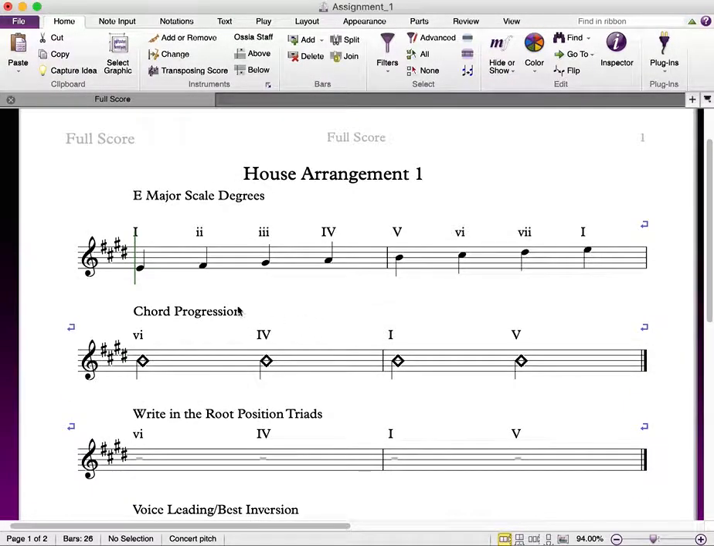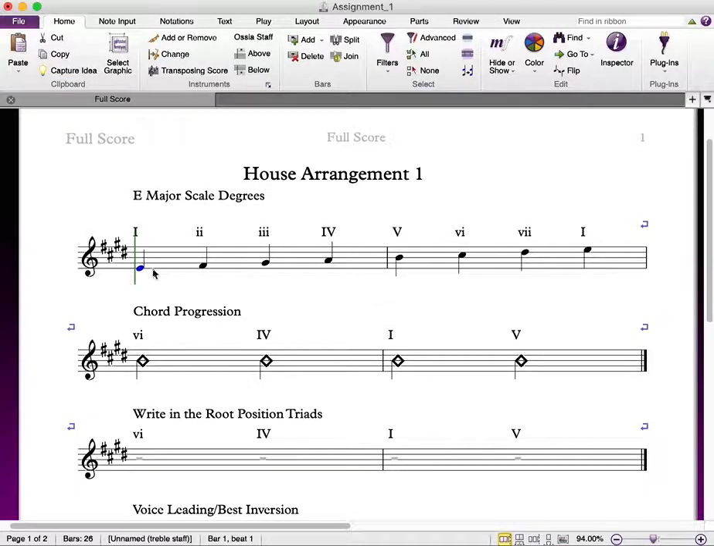So I just want to review scale degrees, which we referred to for our chord progression. We're in the key of E major. Let's take a look at our E major scale degrees. You'll see these Roman numerals. If it's uppercase, it basically refers to a major chord. And for lowercase, it means we're going to have a minor chord.